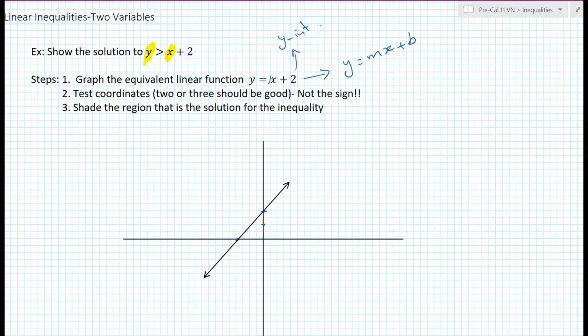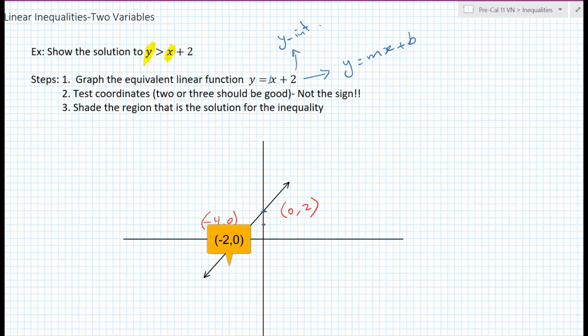If you want to put the coordinates down, you can. So we have here 0, 2, your y-intercept. So that's the graph of y equals x plus 2. It's a positive slope, and that's what that is.